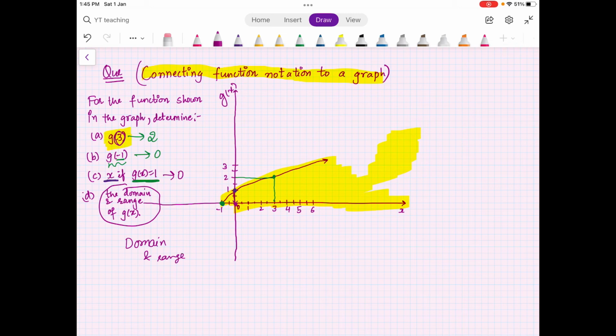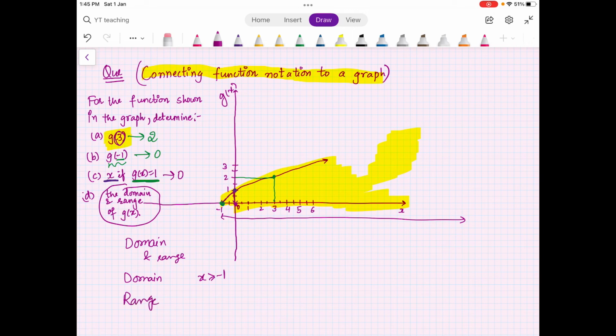You can pause the video for maybe 30 seconds and you can find out what is the domain and range. So here you see domain is all the possible values of x. You are starting from -1 and you are going like this. So domain is all x greater than or equal to -1. And what is the range?